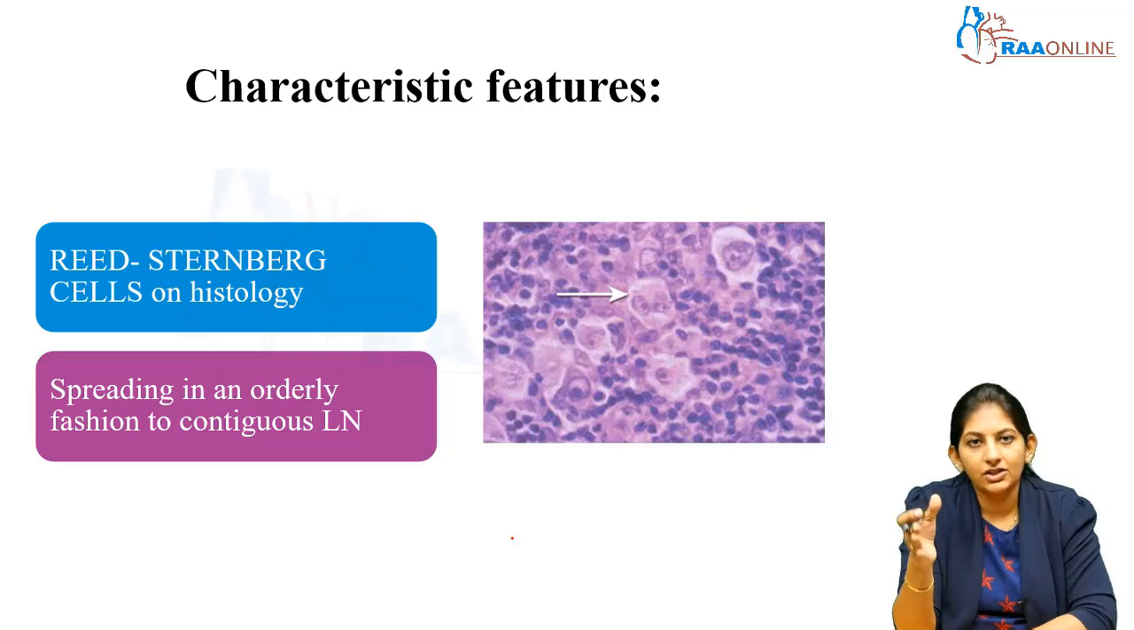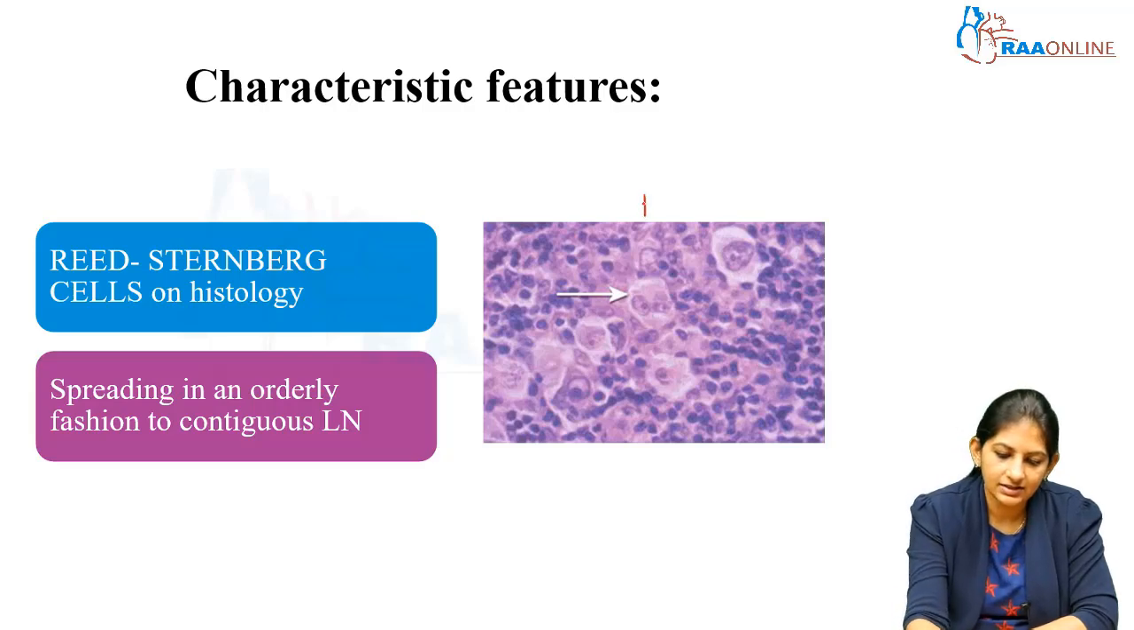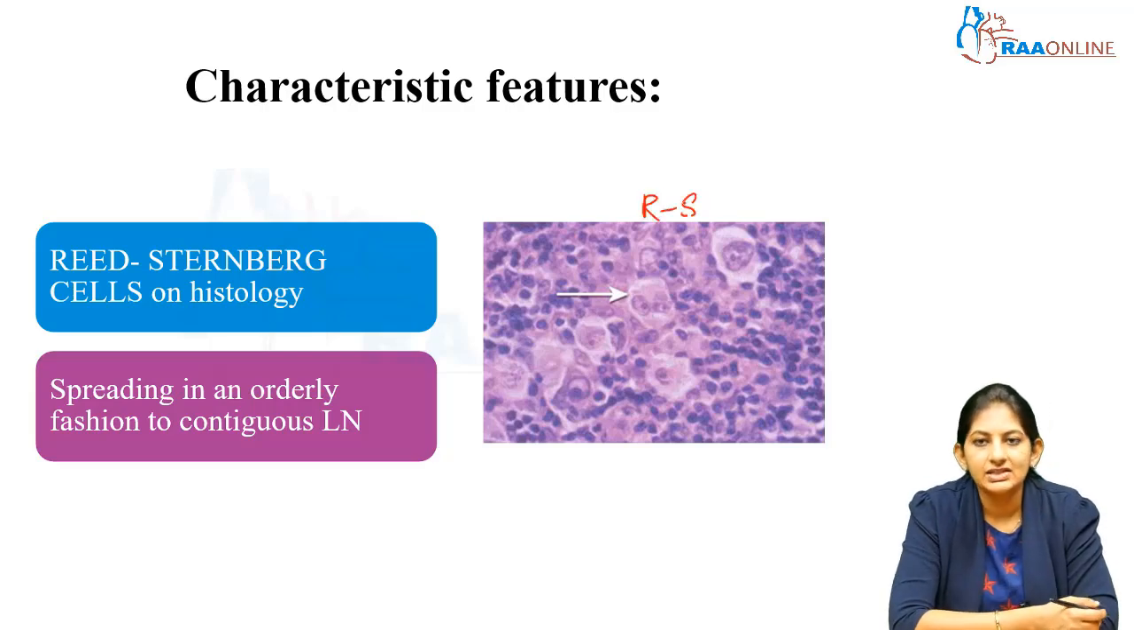So this particular cell that you can see on the histopathology is something that we are very familiar with, something that we have been learning from our second year MBBS times. So what is this cell? This is the Reed-Sternberg cell of Hodgkin lymphoma.